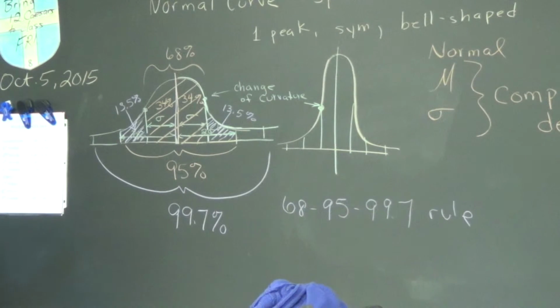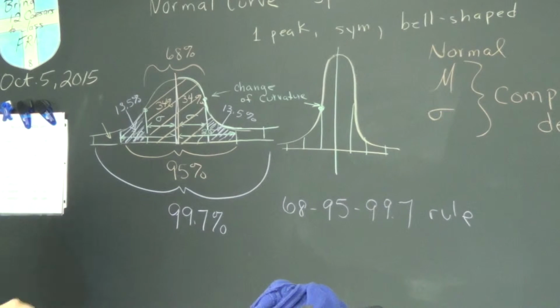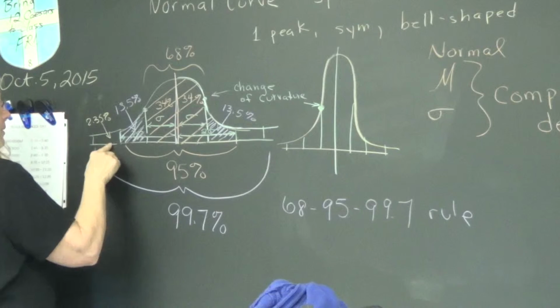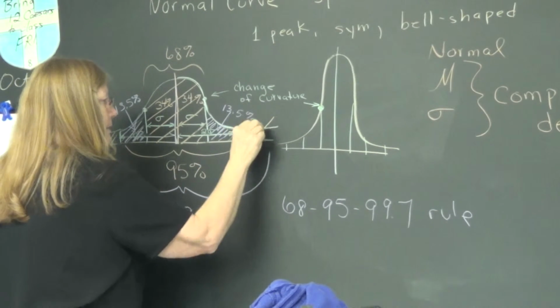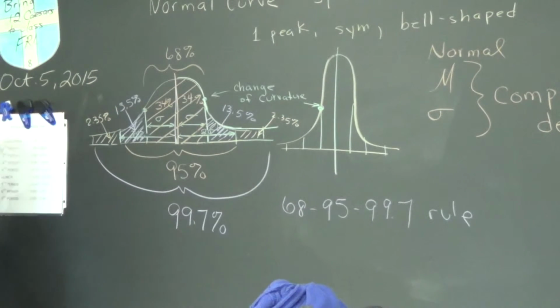So we got that, Julia? 2.35? All right, sounds reasonable. So that little part there is 2.35, and this little part here is 2.35. That's any normal curve, not just the particular one I drew there.